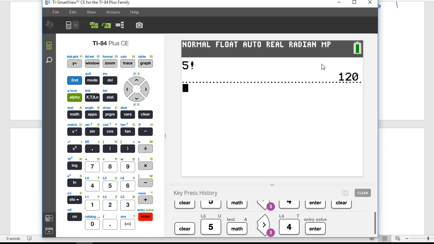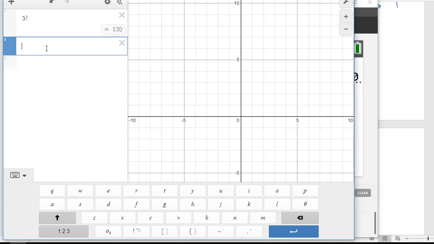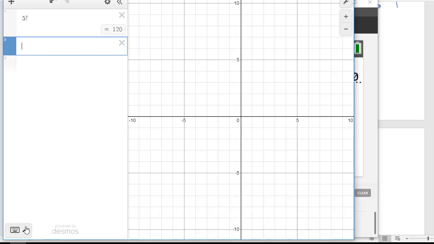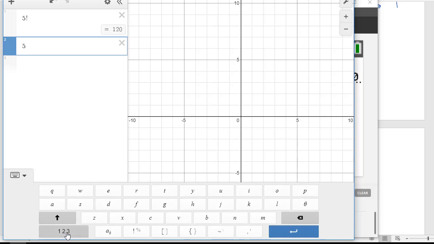If I'm using an online calculator like Desmos, if I have my keyboard, I'm just going to hit 5, do the exclamation point, and it tells me that that's 120. If I'm using the keyboard in Desmos here, I'm going to do 5. And the factorial is not on this keyboard, so I'm going to hit the ABC. And here's my factorial over here. So I hit the factorial, and there is 120 again.